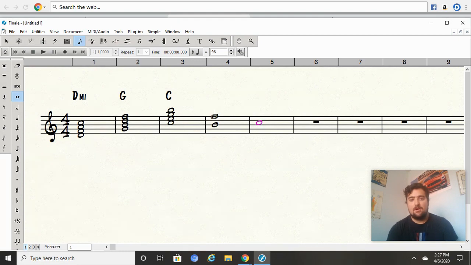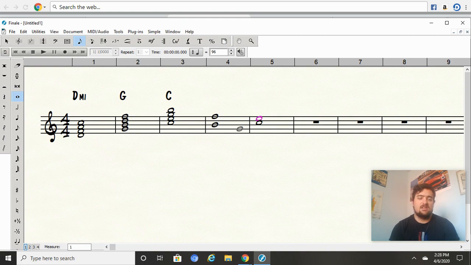And then the seventh always resolves down a half step to a third. So it kind of goes like that. Those things are really important. That's just a little bit of extra knowledge that would help you solo over these or just understand why they work. So that is basically what the 2-5-1 progression is.